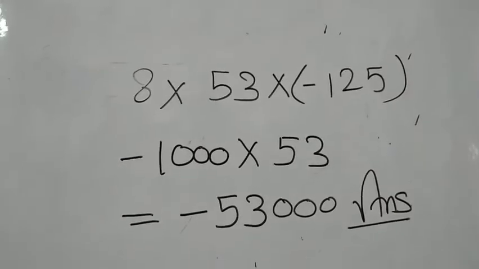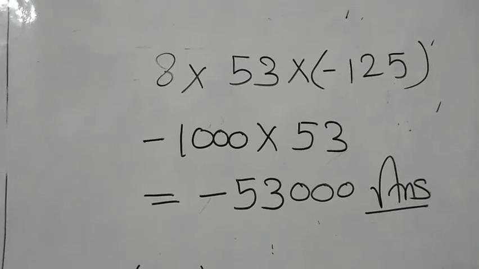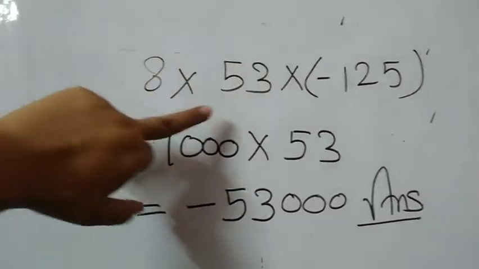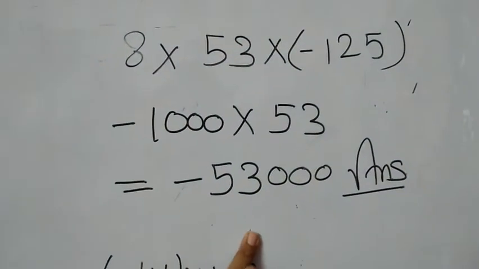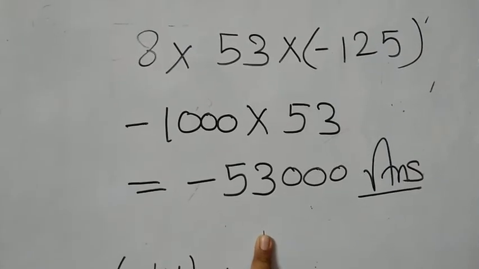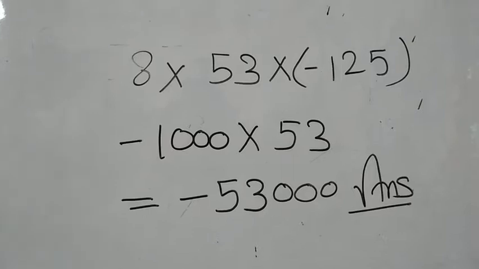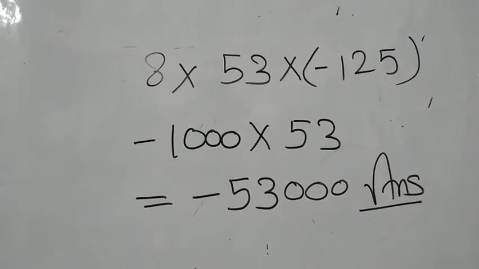One more thing, students: if in the exam the question says use the suitable property and you have simply multiplied 8 into 53 and then solved, the answer will remain the same, but you will get 0 marks for this because you have not used the property. So always follow the instructions given in your question.